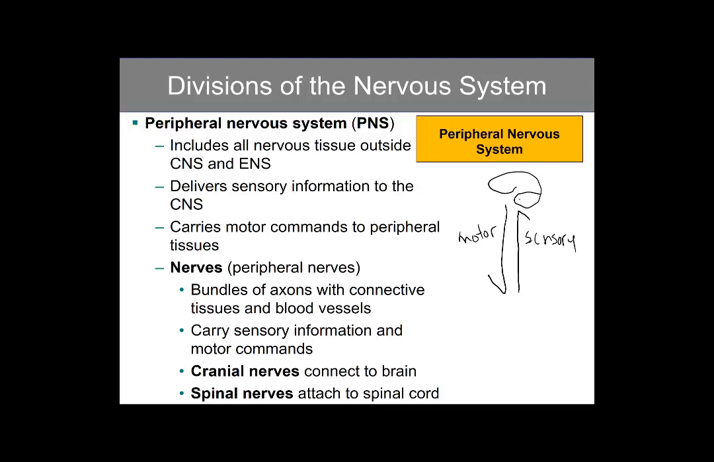Nerves are bundles of axons with connective tissues and vasculature that carry sensory information and motor commands to the central nervous system and away from the central nervous system. Nerves can be divided into 2 main classes. Cranial nerves come directly from the brain, so these are nerves that stem from the brain itself. And then spinal nerves come off the spinal cord.